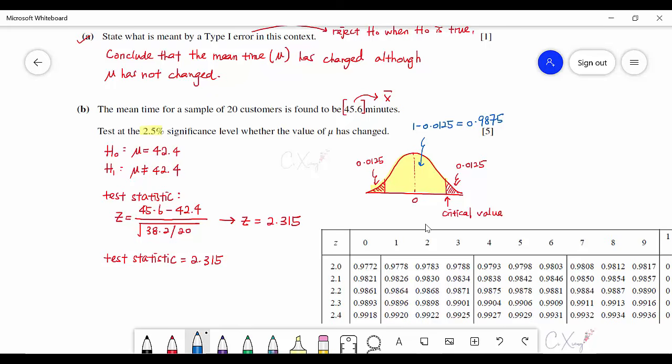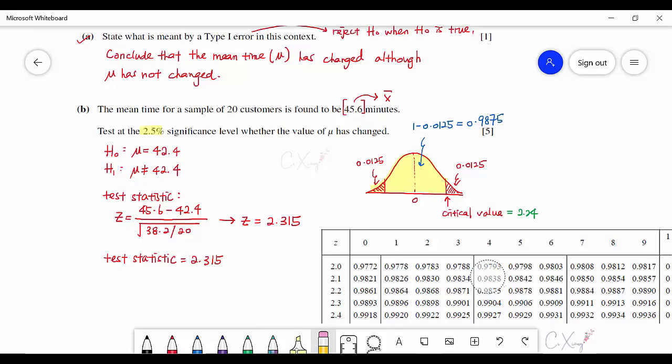I already cut out a part of the normal distribution table. I'm looking for 0.9875 from this part, the standard part here. If you're looking for 0.9875, I think it is not hard to find. And what is the critical value that you can get? It will be 2.24. So our critical value is equal to 2.24.